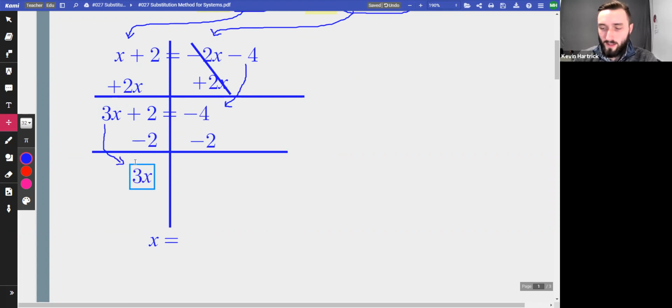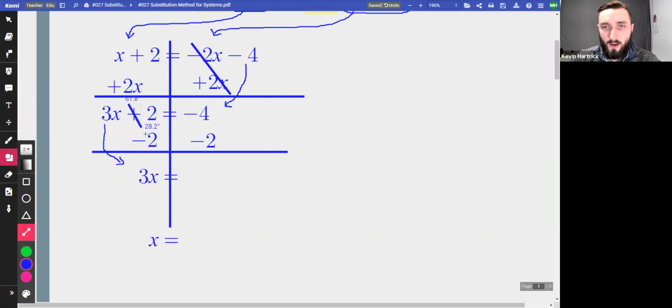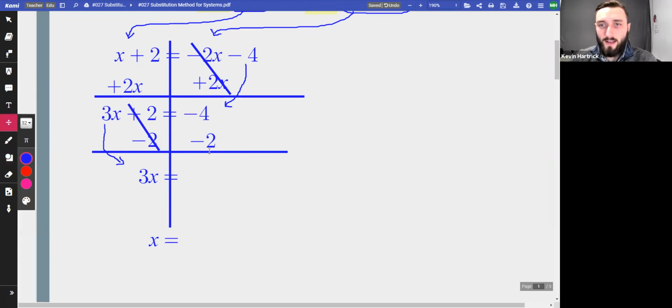Anytime you haven't done something in a certain step, you're just going to bring that down, okay? These are opposites, like I said, they cancel. That was the whole purpose, right? I'm trying to get x isolated. We've got negative 4 minus 2. Check that in your calculator if you need to. That should be a negative 6.